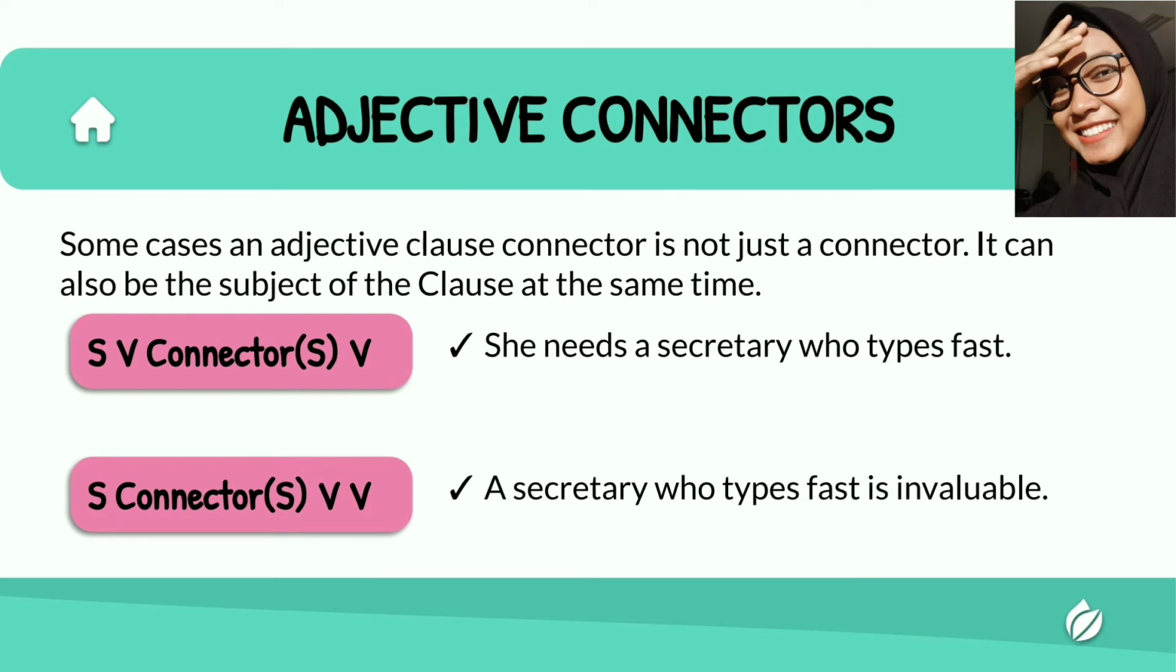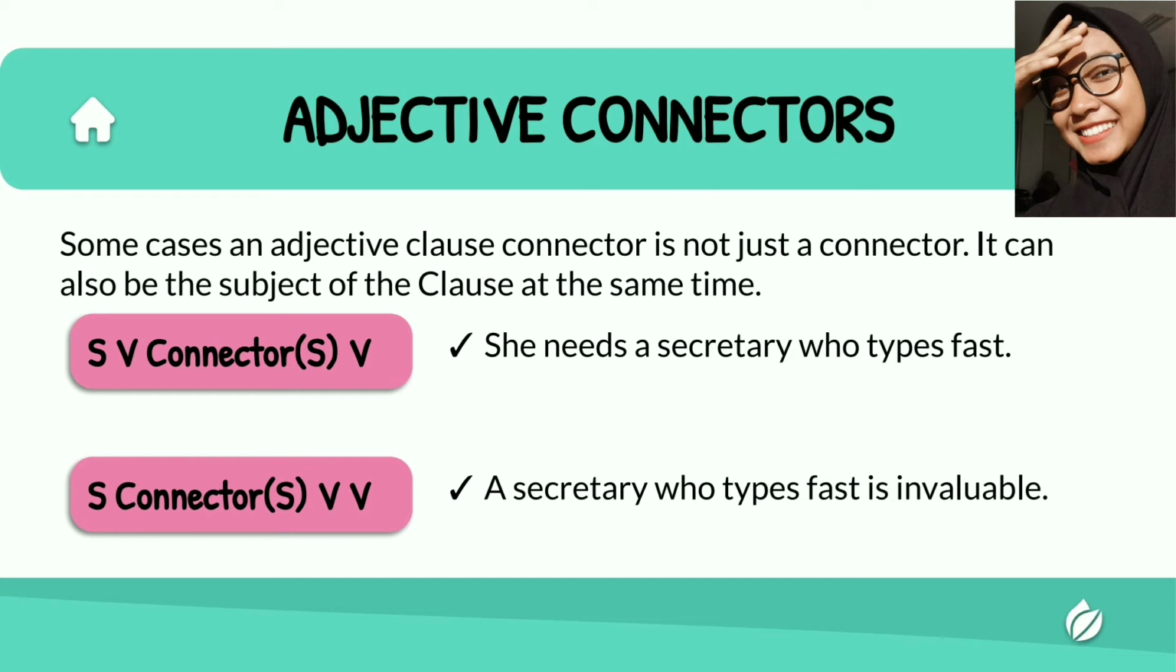In some cases, an adjective clause connector is not just a connector. It can also be the subject of the clause at the same time. The structures are the same as the two structures before, but there's no subject after the connector because the connector is the subject. For example, she needs a secretary who types fast.